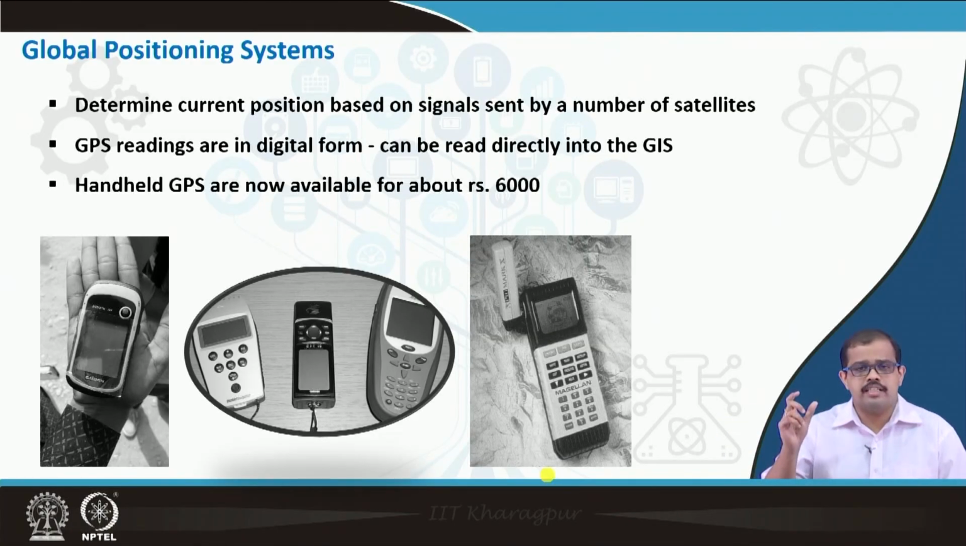But when you are looking at the global positioning system, this determines the current position based on signals sent by a number of satellites. So, in theory, we need at least 3 to 4 satellites. Normally, it is 4 satellite signals in order to give us an exact location on the Earth's surface.